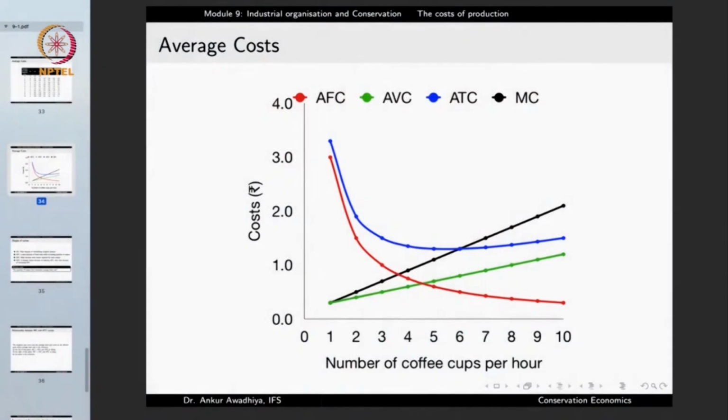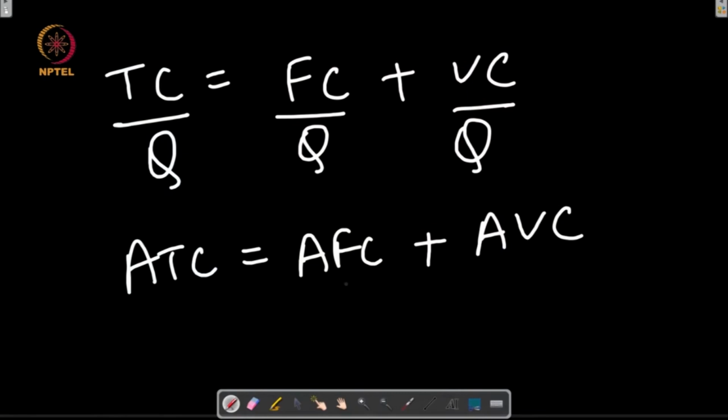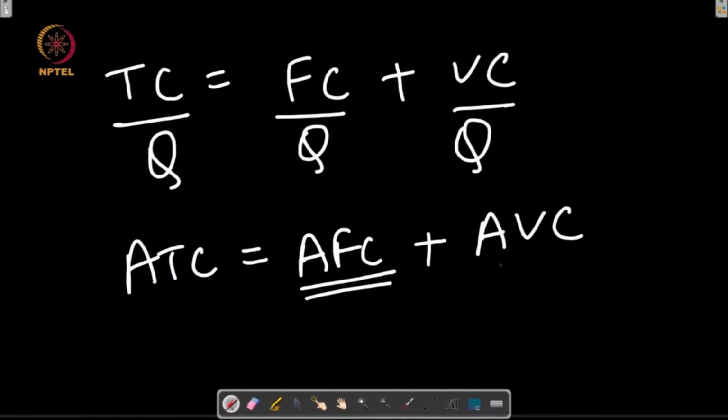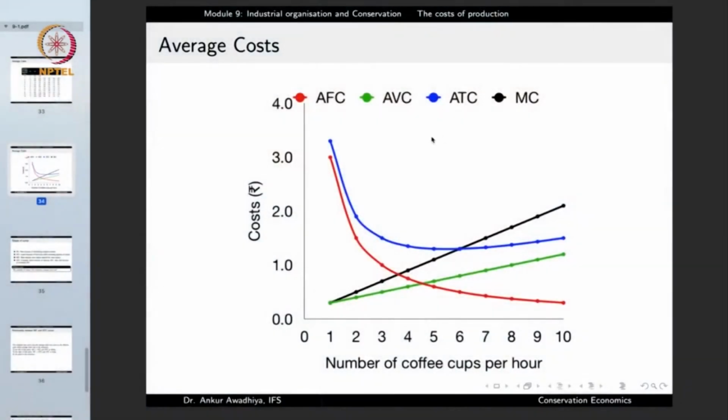Now, as the number of cups of coffee increases, we find earlier a very great decrease in the average fixed cost. So the average fixed cost decreases very quickly. But at later stages, it will decrease by a very small amount. So we can say that after a while, it will tend to become constant. But earlier, it decreases very fast. The second component is the average variable cost, which goes on increasing. Now, in the beginning, when we look at the average total cost, the average fixed cost is very high, the average variable cost is very less.